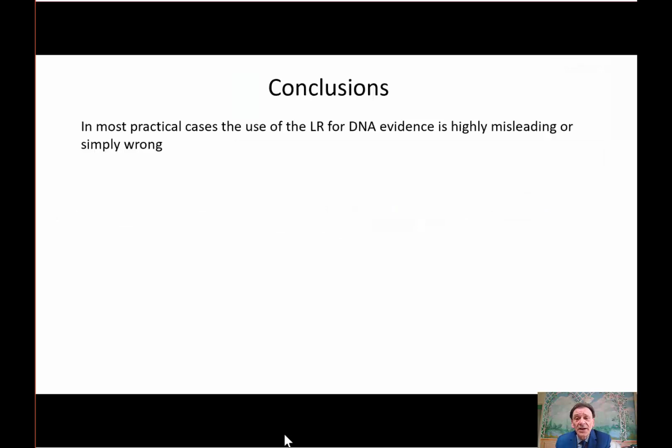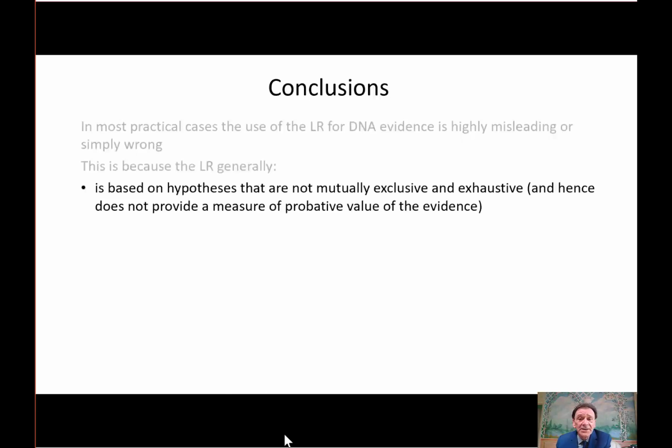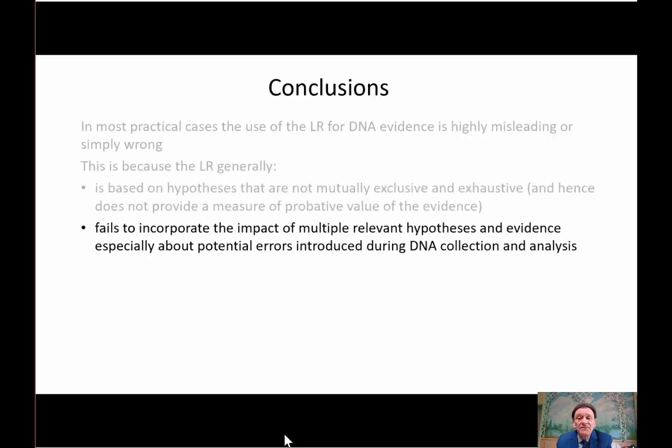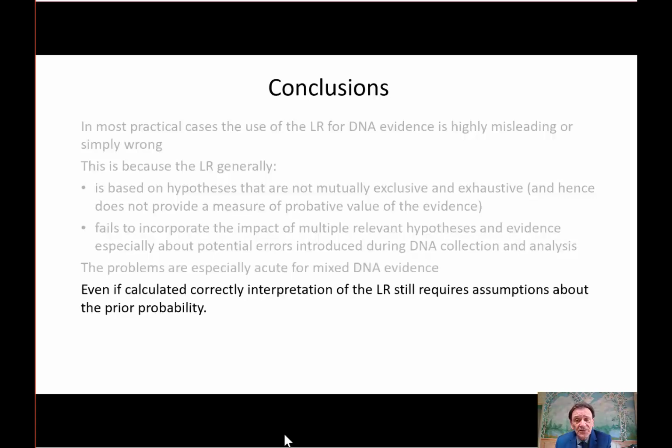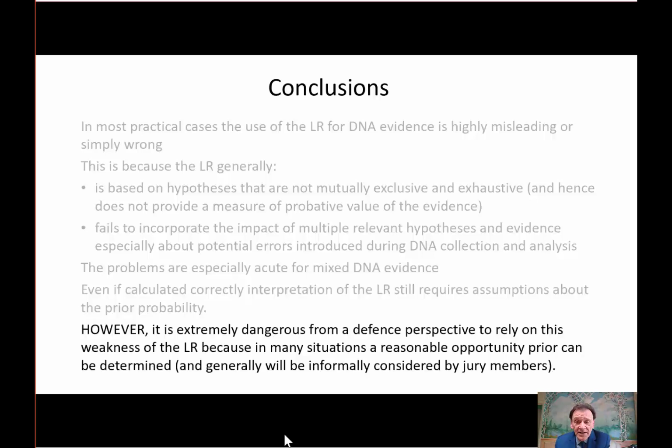So in conclusion, in most practical cases, the use of the likelihood ratio for DNA evidence is highly misleading or simply wrong. And that's because the likelihood ratio generally is based on hypotheses that are not mutually exclusive and exhaustive, and hence don't provide a measure of probative value of the evidence. It fails to incorporate the impact of multiple relevant hypotheses and evidence, especially about potential errors during the DNA collection and analysis process, and only a full Bayesian network inference can calculate the correct likelihood ratio in such cases. We've seen that the problems are especially acute for mixed DNA evidence. Even if calculated correctly using mutually exclusive and exhaustive hypotheses, interpretation of the likelihood ratio still requires assumptions about the prior probability. However, it's extremely dangerous from a defence perspective to rely on this weakness of the likelihood ratio, because in many situations a reasonable opportunity prior can be determined and generally will be informally considered by jury members.